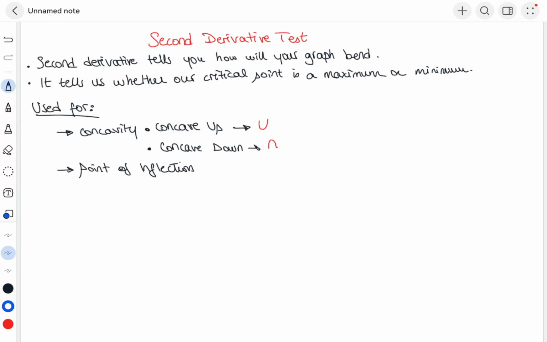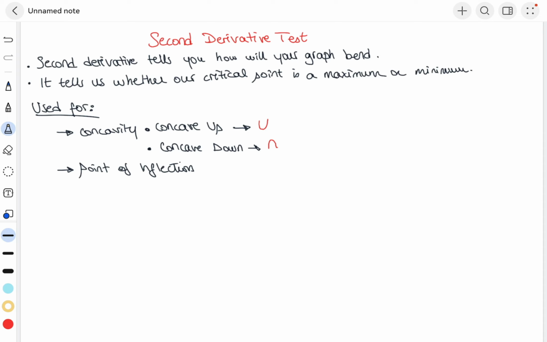Today we will be talking about the second derivative test. In the previous video we already did the first derivative test, and we saw that the first derivative test helps us find the maximum and minimum and helps us find when the function is increasing or decreasing. Now, what does the second derivative test help us with?